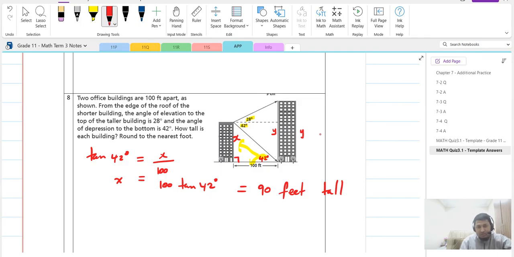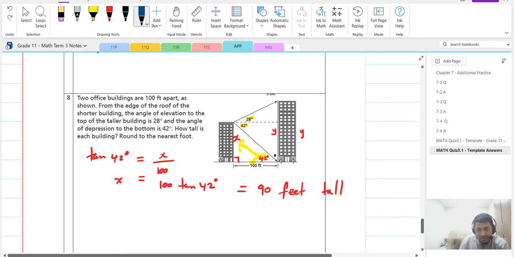Now to find y, we have a problem, because let's see, that's 28, that's 42. Remember, this angle can also be found. How can we find this angle here? And we can also find the side. Look at this side over here. We can use trigonometry to find the hypotenuse here. So then we are dealing with that top triangle only. So let's find h in this triangle here.